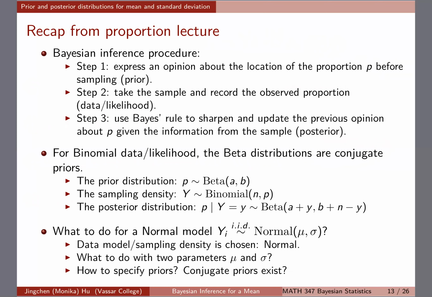Some questions you might be wondering: I already told you that we're going to work with the normal sampling model, so that's how the data are going to behave. What do we do with the two parameters, mu and sigma? I also told you we're going to keep one fixed and the other unknown to start simple. But then the question will be, if I assume sigma is known and mu is unknown, how can we specify a prior? And are there conjugate priors out there that give us a known analytical solution for the posterior? Keep those questions in mind, because that's the key.